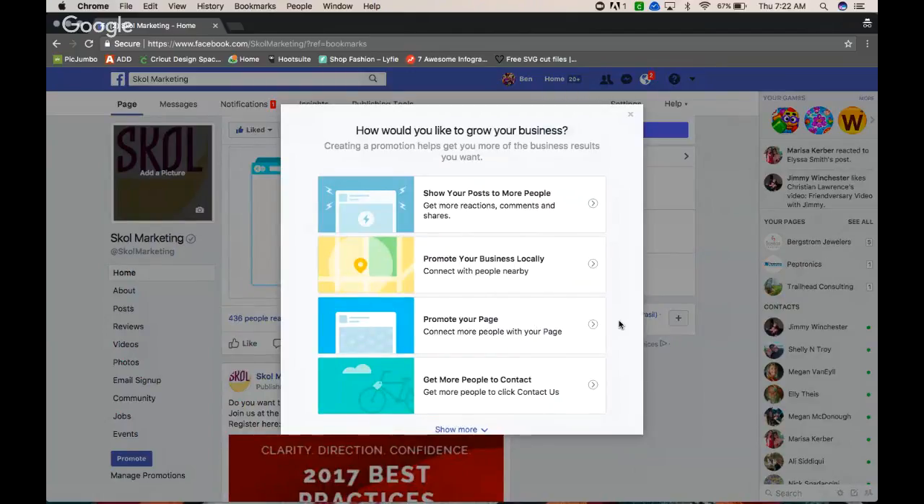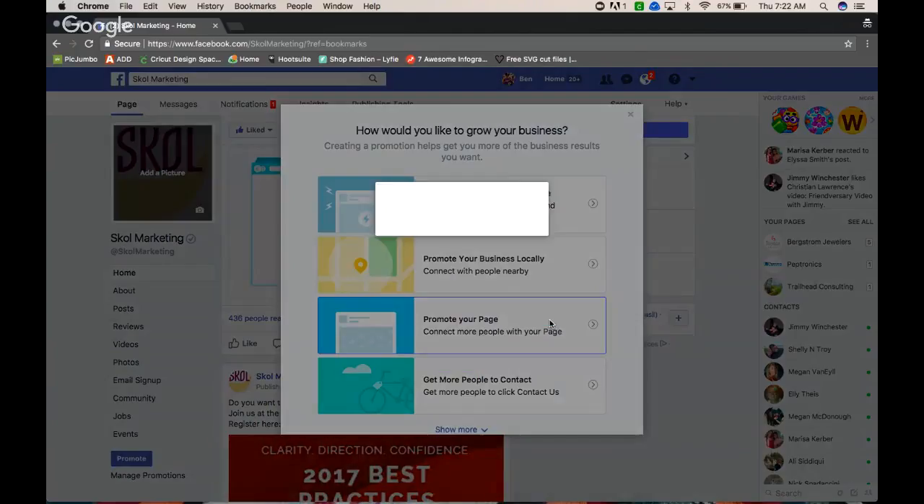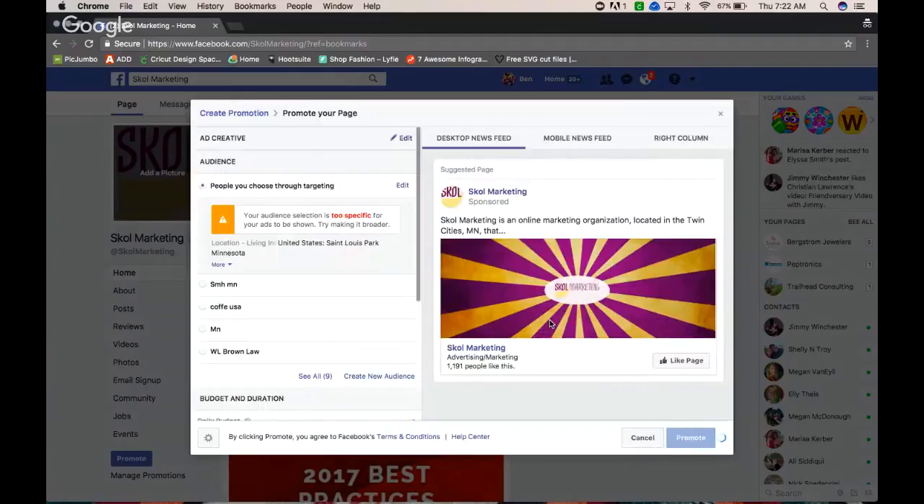Next, we're going to look at promoting your actual page. What this promotion is essentially going to do is serve up your page to certain individuals, giving them the opportunity to follow your page. So this is how you're going to increase followers.